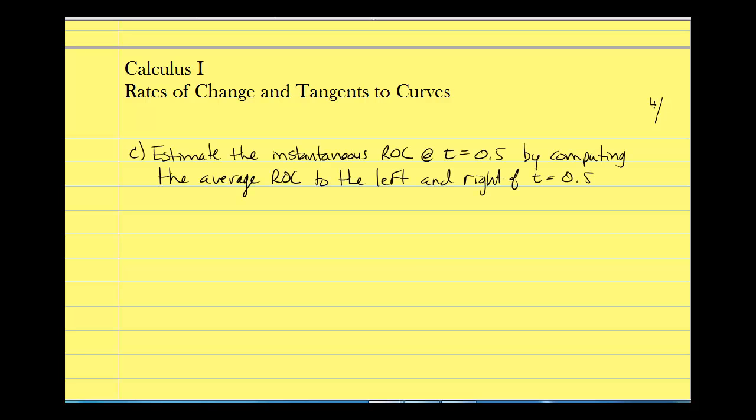Now, how we're going to do this is we are going to find a very small interval. So instead of going 0 to 0.5 as my interval, I might go 0.4 to 0.5 and 0.5 to 0.6. So I'm going to find the average rate of change somewhere to the left and somewhere to the right, and then I'm going to make that interval smaller and smaller, and that will converge or go toward the actual instantaneous rate of change, even though I know I can't find that, because remember, you can't divide by 0.